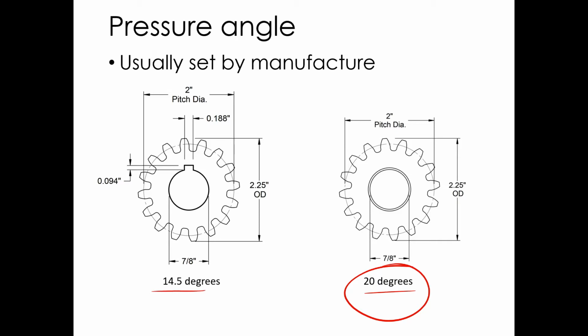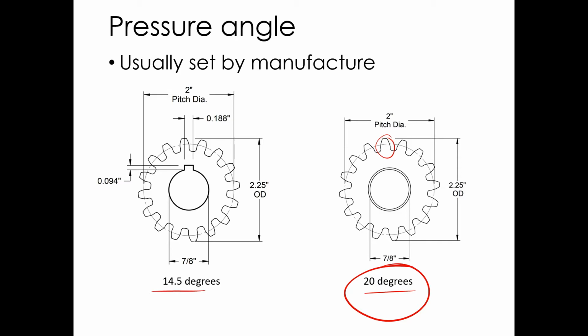You can see the 20 has got fatter teeth here, stronger teeth. So you get a little bit more spreading force though from it, which your shaft has to resist, your bearings have to resist it too. So it's not all upside in the 20 degrees, but it's pretty common now.